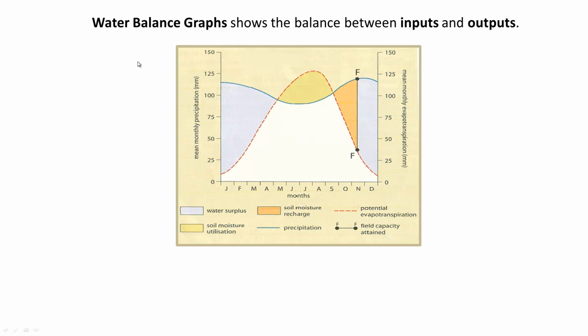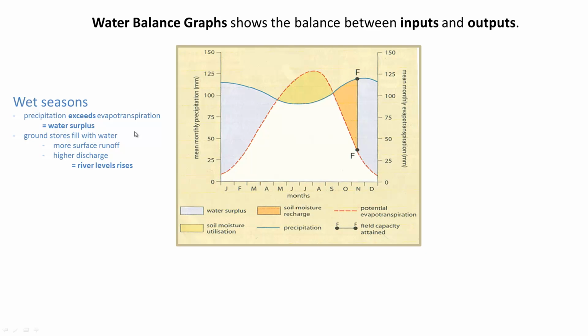Okay, so we start off with this region, which is in the wet seasons, and precipitation exceeds evapotranspiration. So as you can see, precipitation, this line, is greater than the evapotranspiration line. And this region here is the water surplus area, which means there's too much water. And ground stores fill with water, which means more surface runoff, higher discharge, meaning that river levels rise.